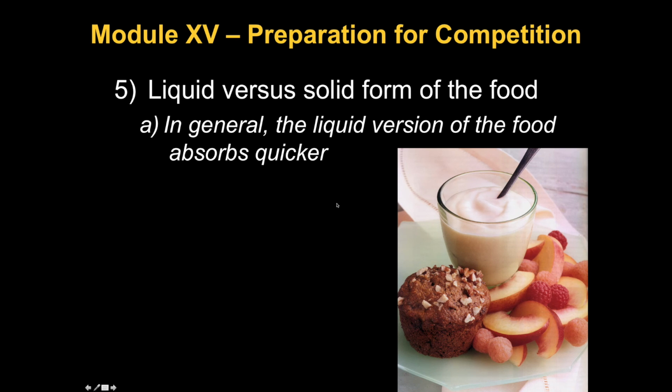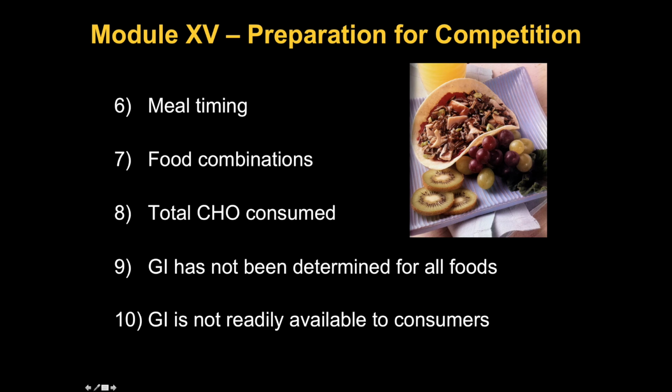As far as the form that the food is found in, we have liquid food versus solid food. This is going to make a difference. In general, the liquid version of the food is actually going to absorb quicker, so that's going to have a different response as far as the glycemic index is concerned. The meal timing is important. Again, those food combinations are so critical to understanding how a food is going to affect the glycemic index.